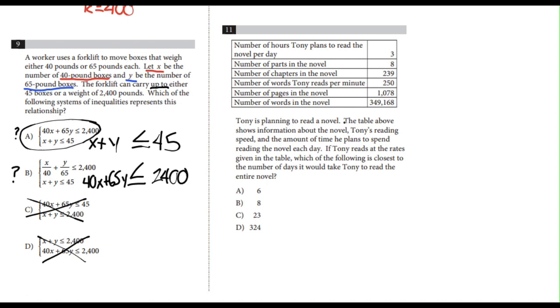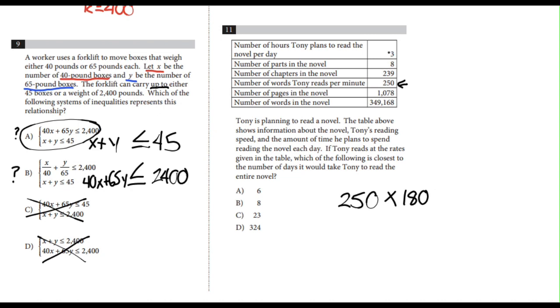So per minute, per hour, per day. And it shows here that he reads 250 words per minute. So we're going to multiply the number of words per minute by 180 to give us the number of words per day. Because we know that this will be how many words he reads per day.